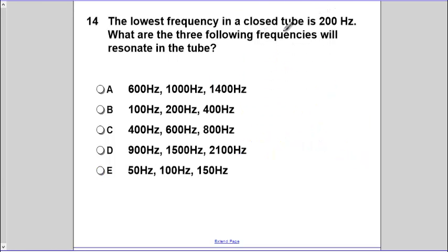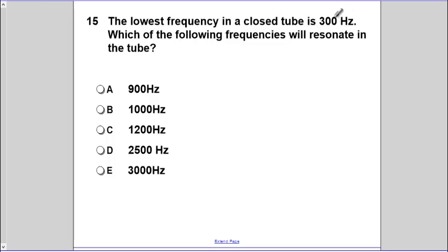So the lowest frequency for a closed tube, f, is 200 hertz. Remember, you're going to resonate at 3f, 5f, 7f, and so on. So 3f would be 600 hertz. 5f would be 5 times 200, 1000 hertz. 7 times 200 or 1400 hertz. A is the answer.